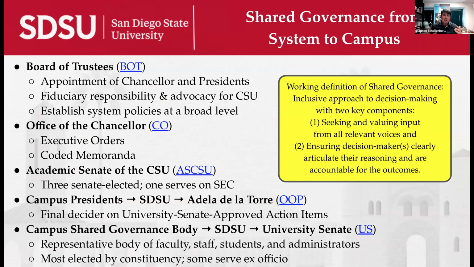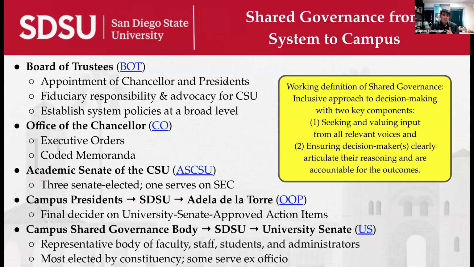From a systems, campus level, I'd like to start with a definition of shared governance. I shared this at the convocation; this is my homebrewed version. Essentially it's a way of making decisions that involves two key and complementary components. It's that we're seeking and valuing input from all relevant parties so everyone is heard, doesn't just feel heard, but is heard, and that input is valued. But also decisions have to be made eventually, right?